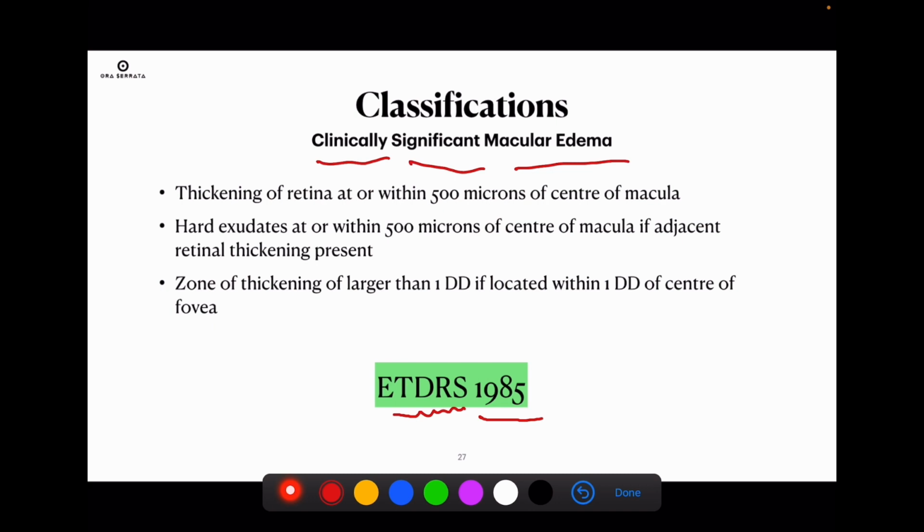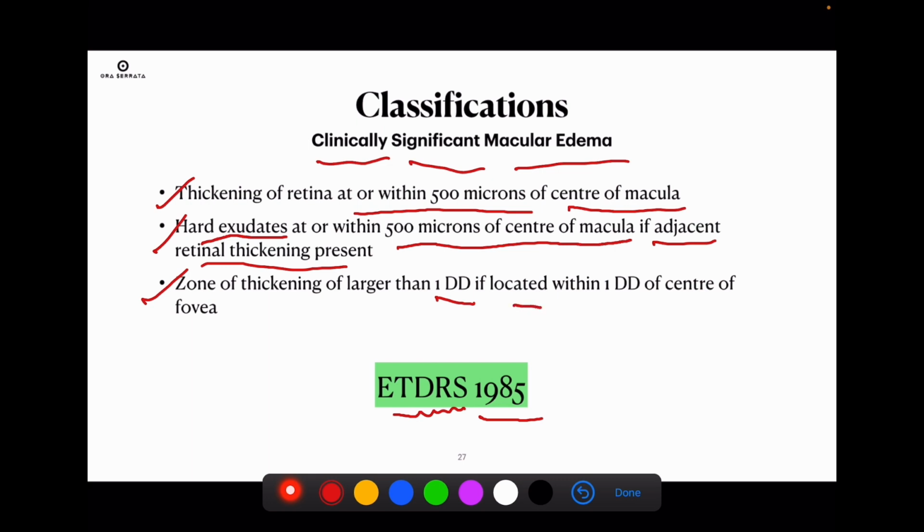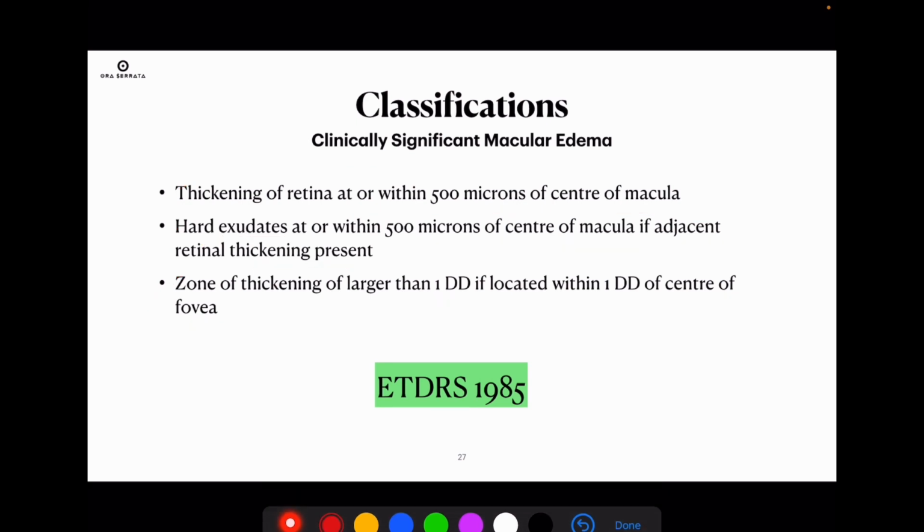Number one is that there should be a thickening of the retina at or within 500 microns of the center of the macula. Secondly, there must be hard exudates at or within 500 microns of the center of the macula if there is adjacent retinal thickening. Thirdly, if the zone of thickening is larger than 1 disc diameter, and if it is located within 1 disc diameter of the center of the fovea, then we will also call it clinically significant macular edema.